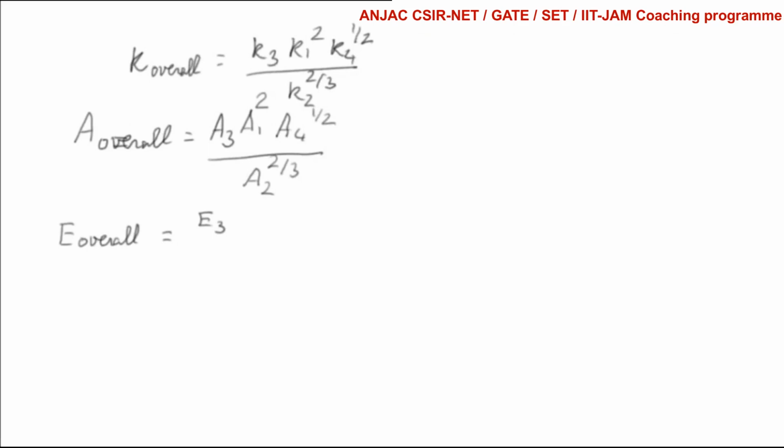Then now write down the energy of activation for this. How to write down the energy of activation? K1 square is there. Energy of activation, how will it be? Plus 2E1, okay. Then, yes, you are half right, plus half E4. Next, minus 2 by 3 E2. This is the overall energy of activation for the complex reaction.